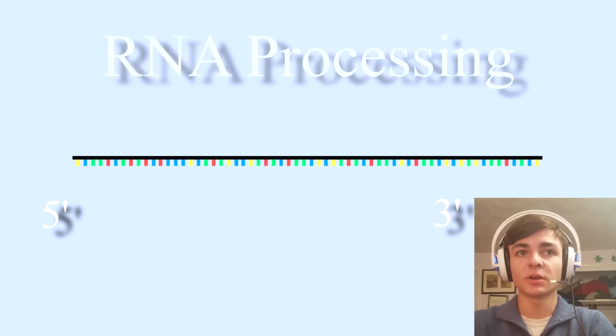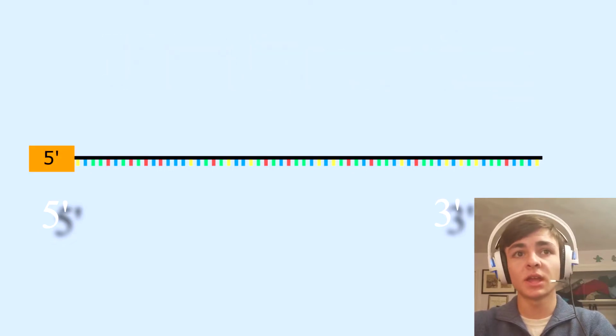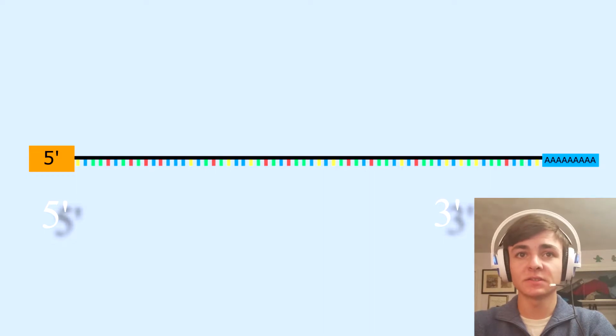In eukaryotes, mRNA needs to be modified before leaving the nucleus. This process is called RNA processing. First, the 5' end of the RNA molecule receives a 5' cap, a modified form of guanine. After transcription, the 3' end receives many adenine bases, forming a poly-A tail. These additions facilitate the exportation of mRNA from the nucleus, help protect it from degradation, and help ribosomes connect to the strand.